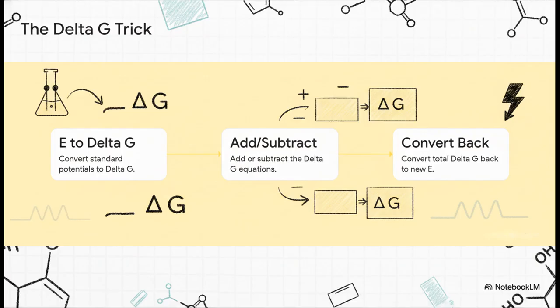Step 1, convert those standard potentials into standard Gibbs free energy, or delta G0, because energy is an extensive property. Step 2, add or subtract those new delta G0 equations. And step 3, convert that total delta G0 back into your brand new E0.